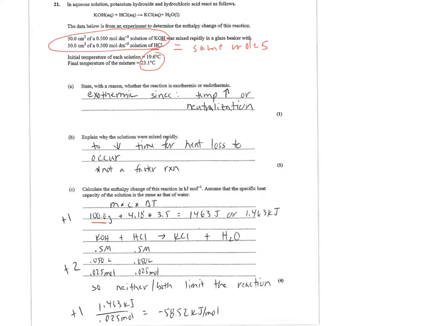So before this is kilojoules per mole, first of all, again, I have to confirm that I don't have a limiting reactant, and neither or both are limiting reactants, so 0.025 moles from either one. So now when I divide my 1.463 by the 0.025, this becomes negative 58.52 kilojoules.